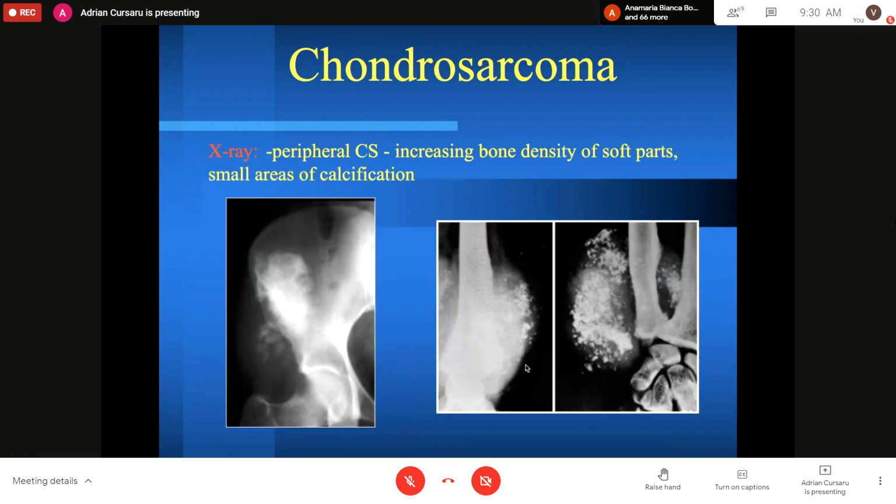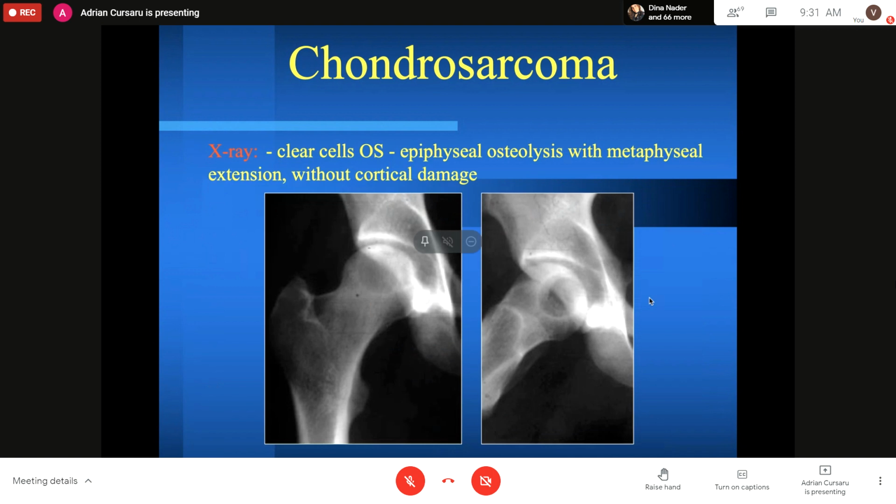For peripheral, we have a periosteal reaction in most cases, and you can see the abnormal tissue, abnormal tumor on the peripheral part of the bone. The bone looks quite normal, but if you make a CT scan or MRI, you will see a big part of the bone affected by the tumor. The clear cell chondrosarcoma is represented by tumors that have a big central osteolysis.